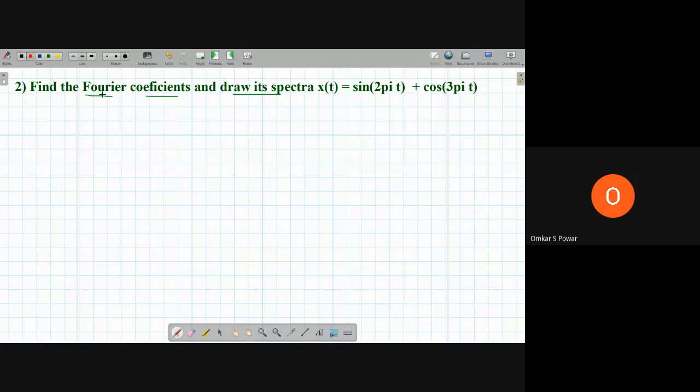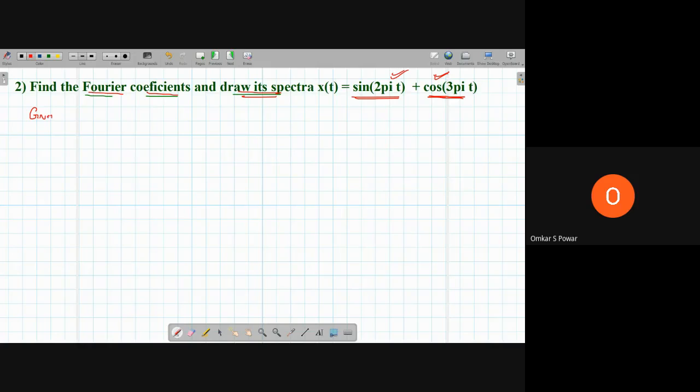Okay, so there is no need to understand the question again because the question is the same. You have to find the Fourier coefficients and draw their spectra. So what is the signal given here? x of t is equal to sin 2 pi t plus cos 3 pi t. Another cos term is added, so there is a slight twist here. Observe what I am doing.